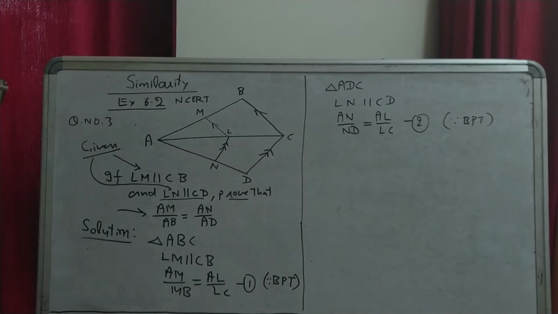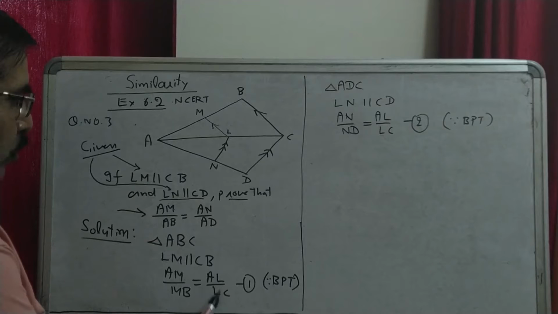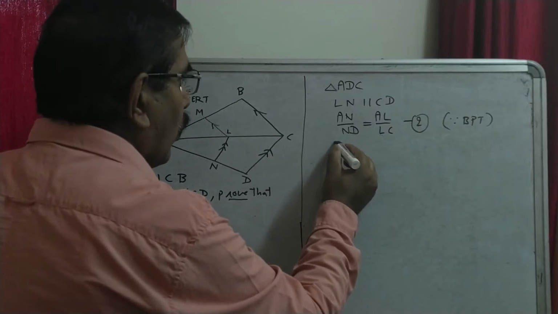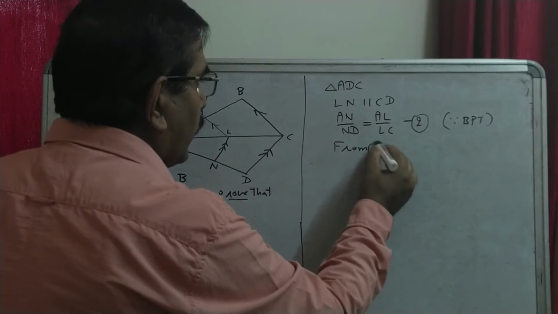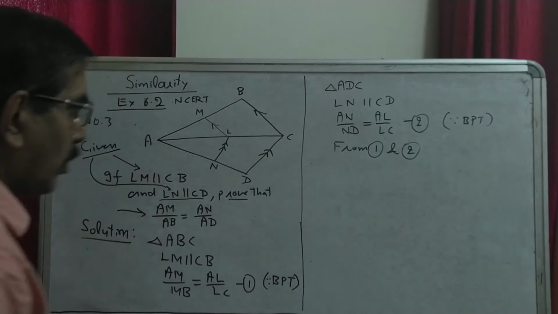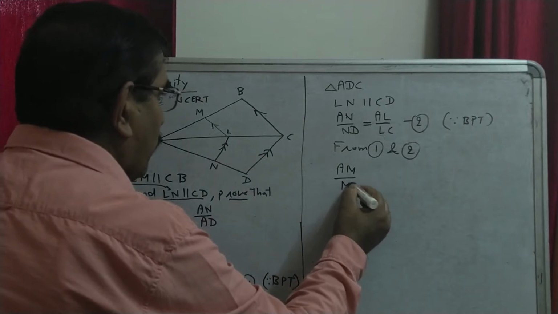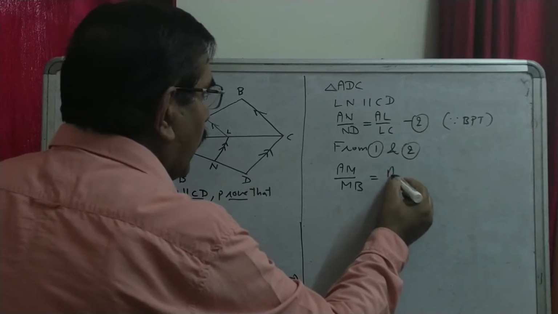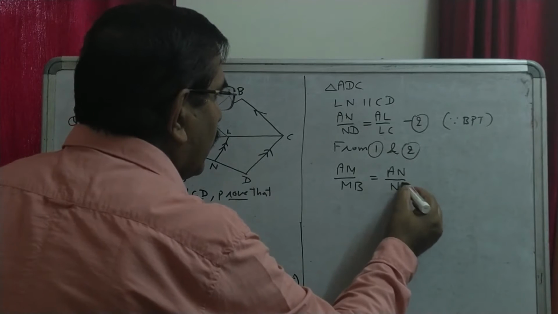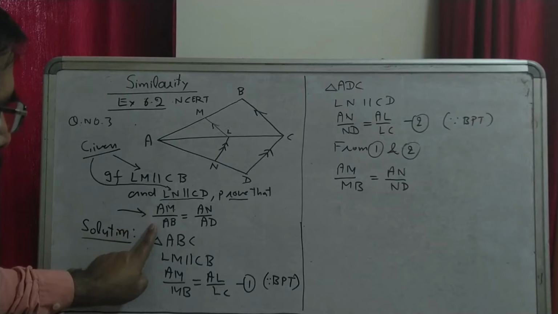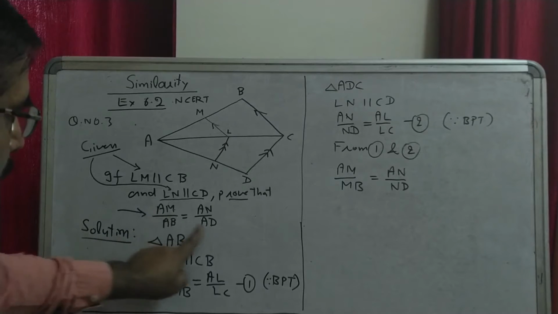Understood, children? Okay. Now, see, here you get AL over LC. These two things are common, children. So, you can say from 1 and 2, if you compare these two results, children, we get AM over MB is equal to AN over ND. But children, we have a problem here. The result is not this one. You have to prove AM over AB. But here we are getting a different result.